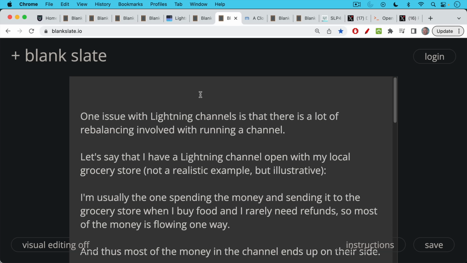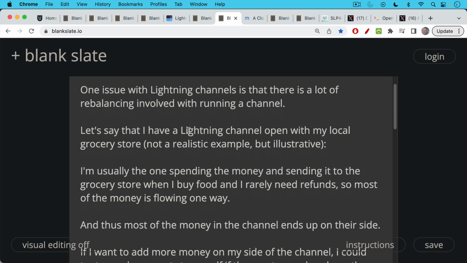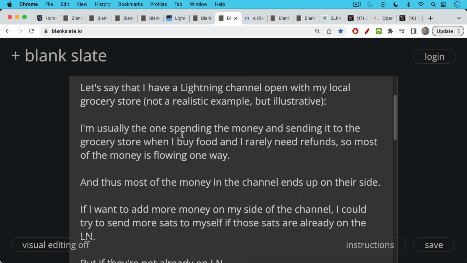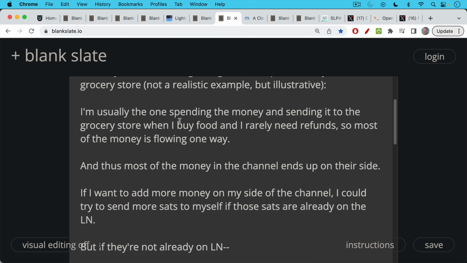In fact, what happens is you just have a Lightning wallet and you would be transacting. You wouldn't need to have a special channel with every store that you deal with. But for the purposes of this example, let's say I have a Lightning channel open with my local grocery store. In this case, I'm usually the one spending the money, sending it to the grocery store in exchange for food. And then I rarely need any refunds. So most of the money is flowing from my side of the channel to the grocery store side of the channel. And thus most of the money in the channel ends up on their side as I buy groceries every single week.